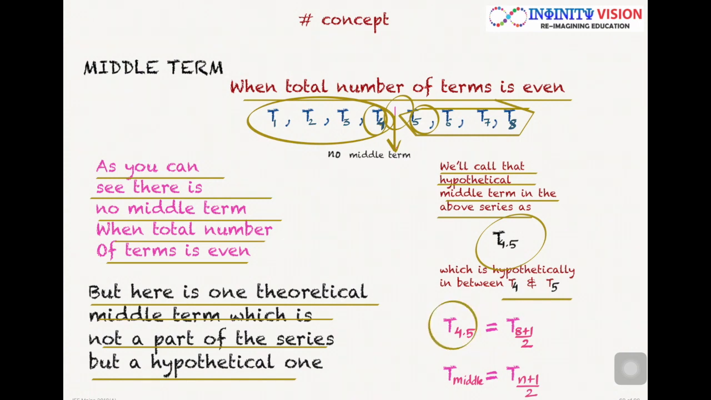And if the total number of terms is 8, I can say T of (8 plus 1) by 2. So T middle is T of (n plus 1) by 2. Again, you have to understand this middle term is not a part of the series, so this is not the real middle term, but for applications in arithmetic progression it has a great application, so we are going to use it in our problem solving part. So we'll just consider a hypothetical middle term and see how we use it.